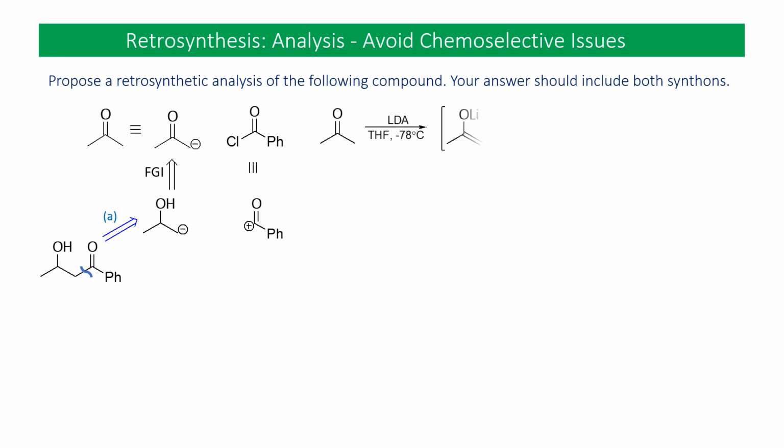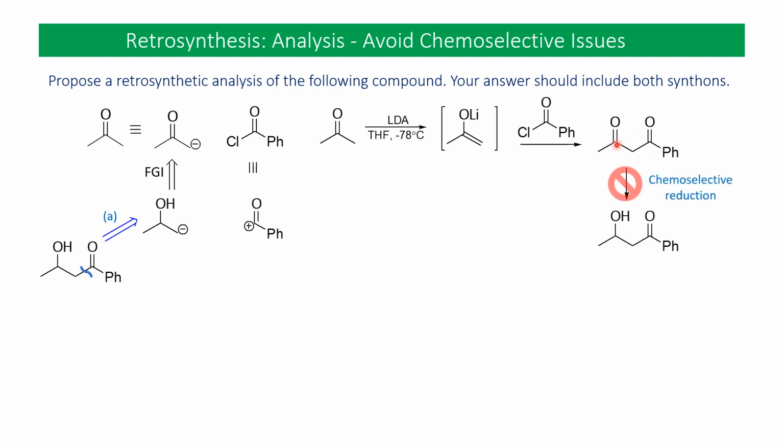This would produce a diketone, a beta diketone to be exact, and then we'd have to selectively reduce this ketone on the left to the alcohol. This is chemoselective reduction, and it's rather difficult, so it's something that we need to avoid. A preferable route is to disconnect in this region.